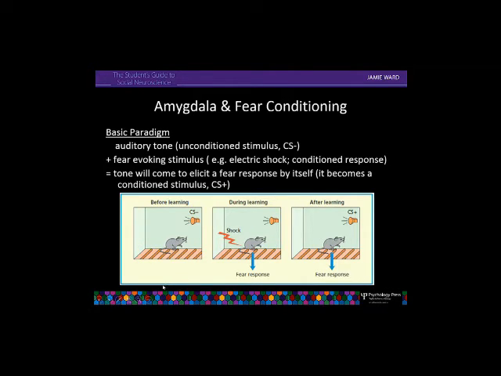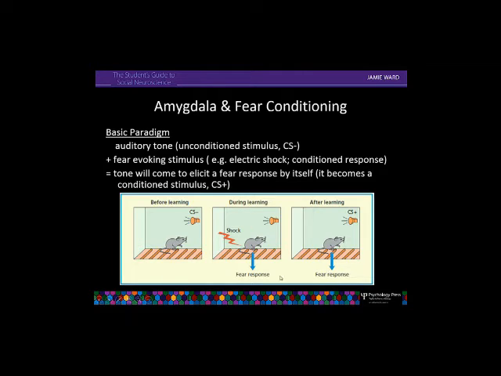This is your Pavlovian conditioning. Here you've got bars on the cage that you can pass a mild electric shock through, and at the same time you've got a tone. Initially the tone is neutral. It doesn't elicit a response. When the cage is electrified at the same time as the sound, the animal has a freezing response. But then when you play the sound without the shock, the animal has a freezing response there.